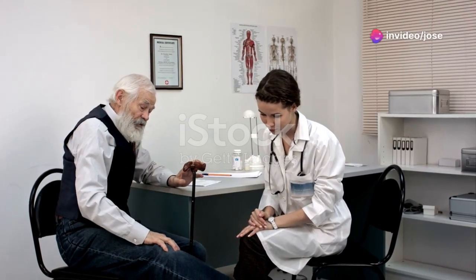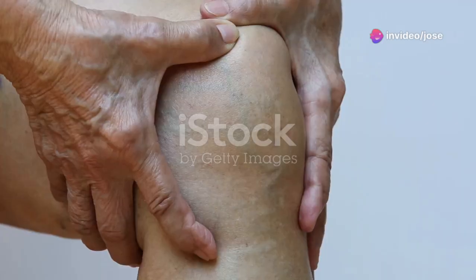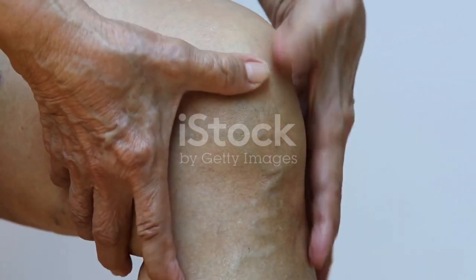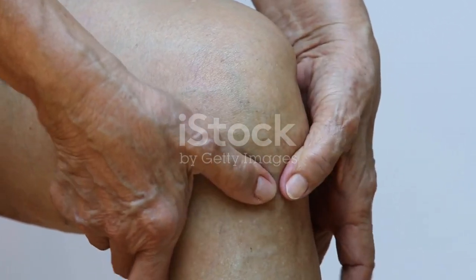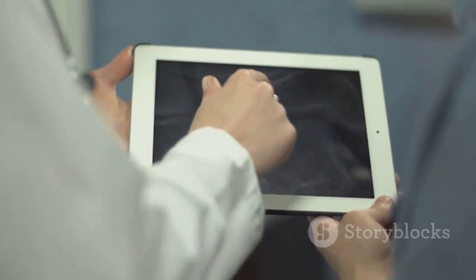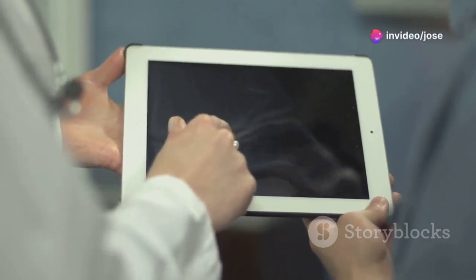Arthritis is the swelling and tenderness of one or more joints. The main symptoms of arthritis are joint pain and stiffness, which typically worsen with age. The most common types of arthritis are osteoarthritis and rheumatoid arthritis.